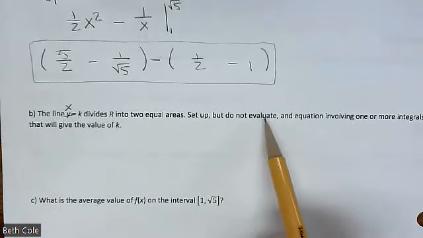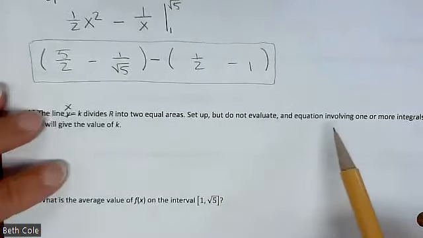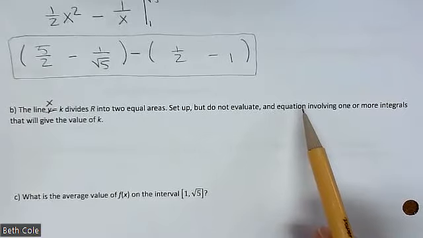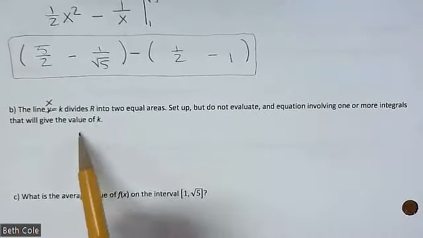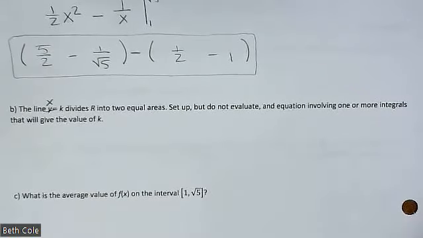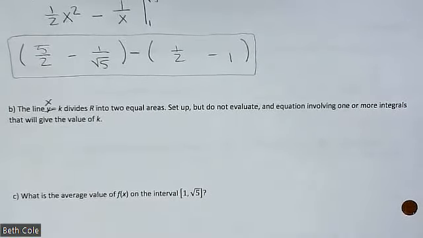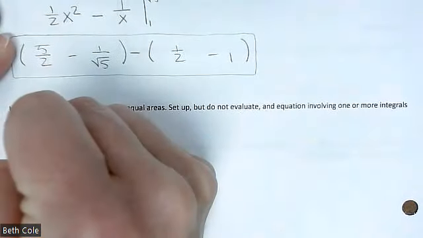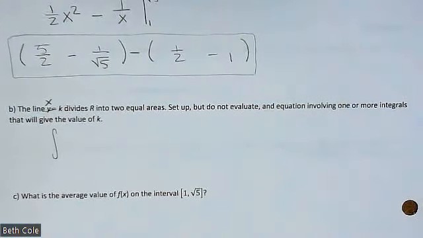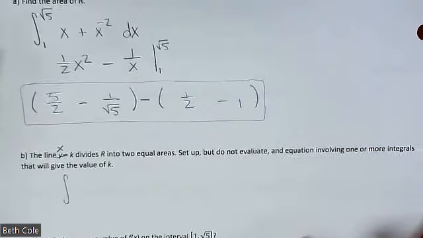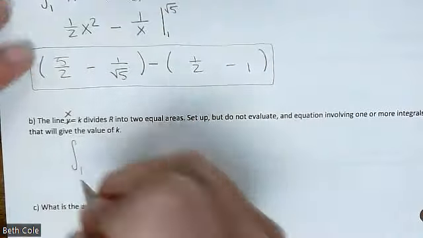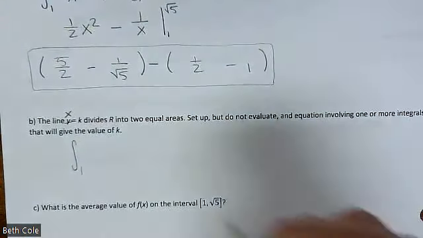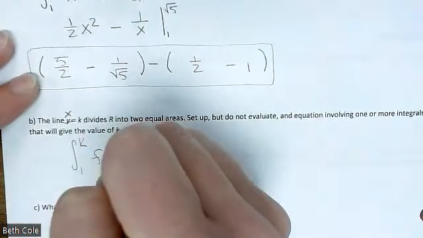Set up, but do not evaluate. So all you have to do is set it up. An equation, so there will be an equal sign, involving one or more integrals, so there will be integrals, that will give you the value of k. All you really need to do is get the boundaries right, okay? It'll be integral from where to where. And you're kind of using part A in this as well. Well, from 1 to k, f of x dx.